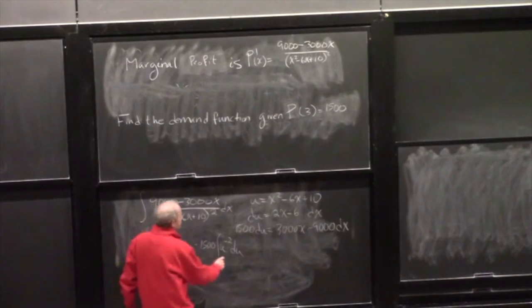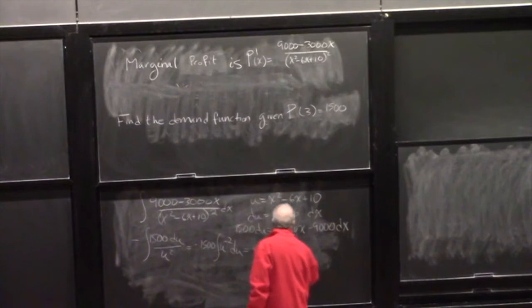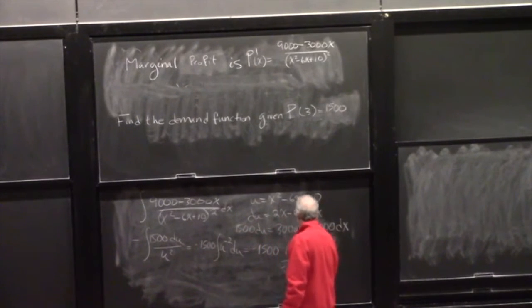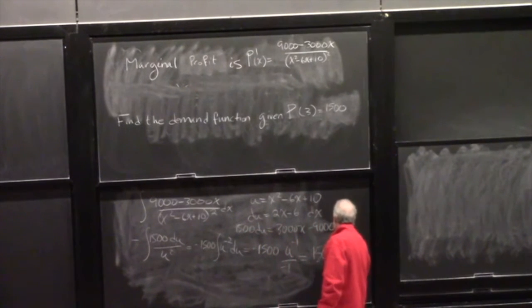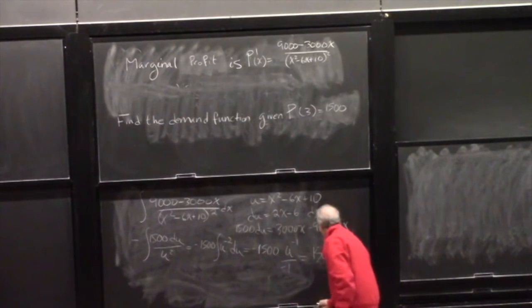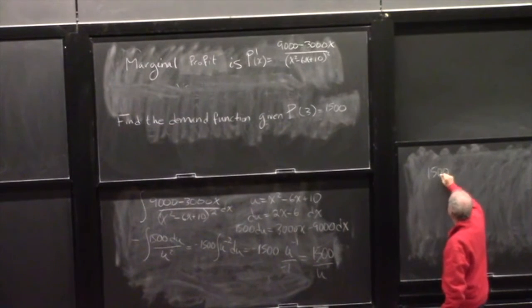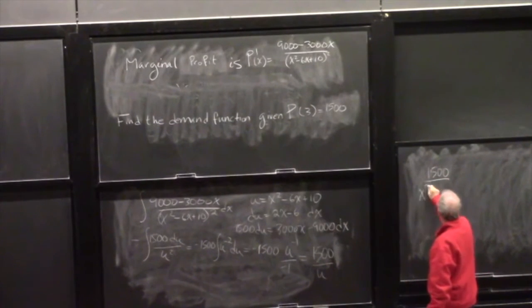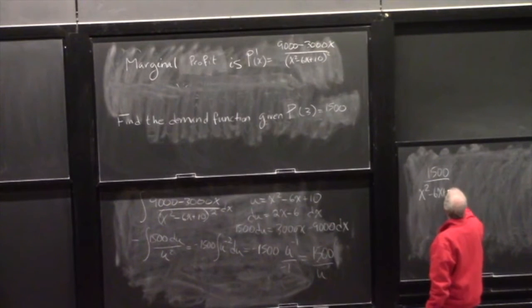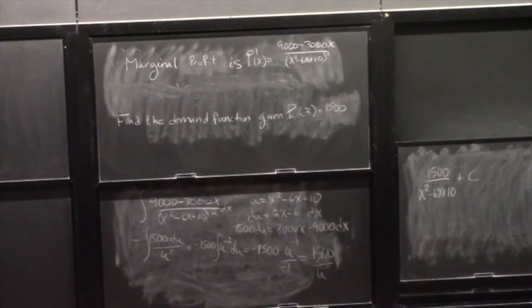So the integral of this is minus 1,500 u to the minus 1 over minus 1, which is the same as 1,500 over u, which is 1,500 over x squared minus 6x plus 10 plus a constant. You'd end up in the same spot.